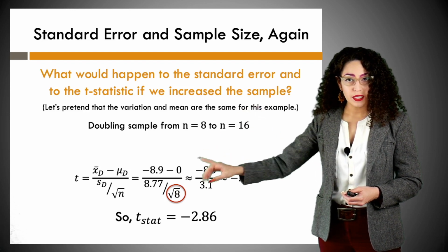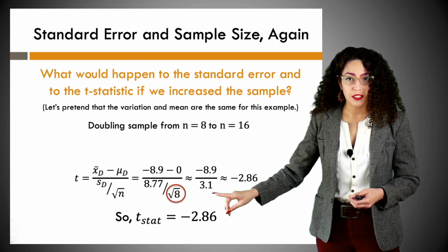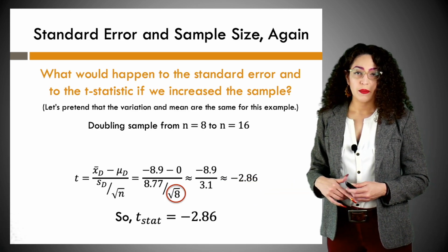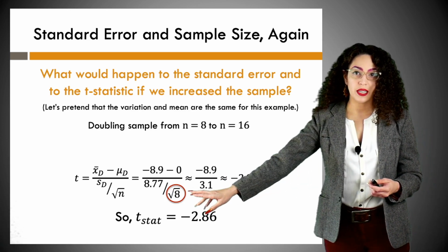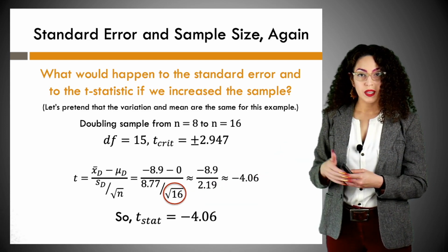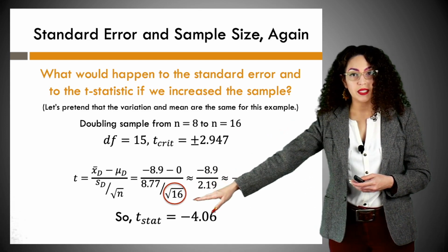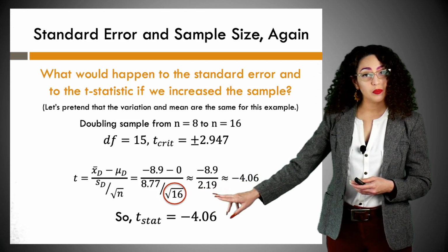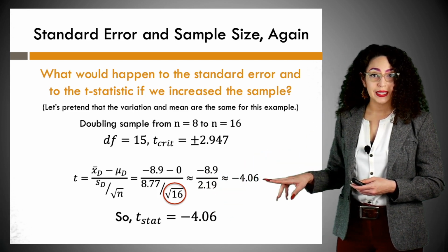Nothing is different yet. We have our sample size of 8, our standard error of 3.1, and our critical t of negative 2.86. But now let's see what happens if we were to increase our sample size to 16. So now here's the same example, but with a sample size of 16. First off, our standard error got smaller. Now it's only 2.19.